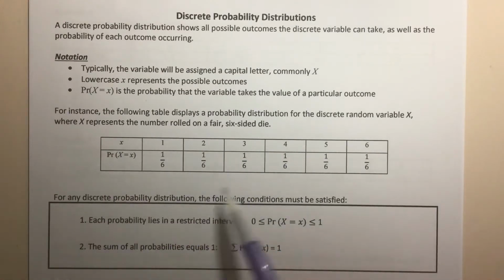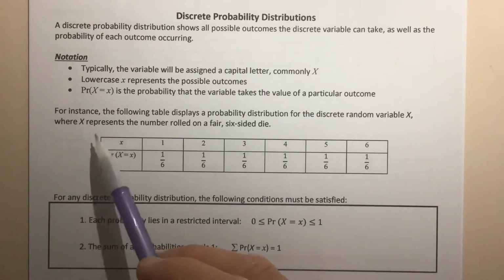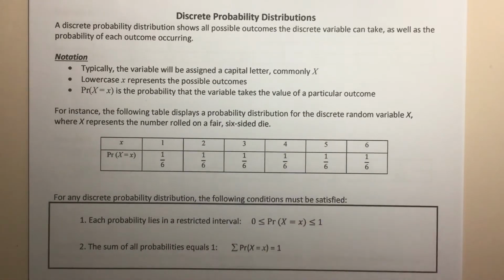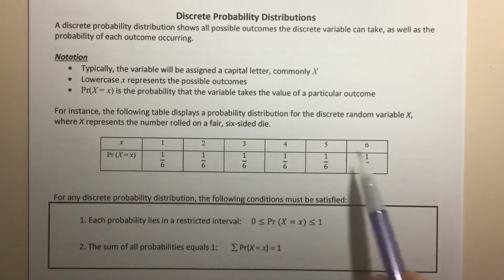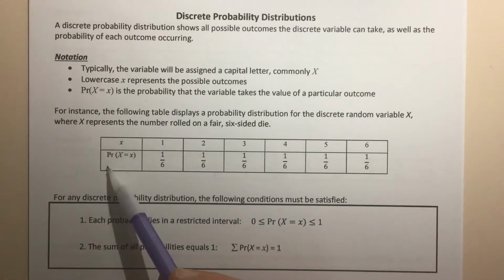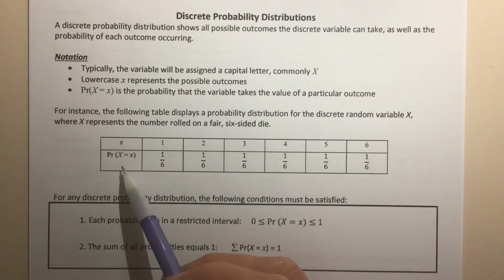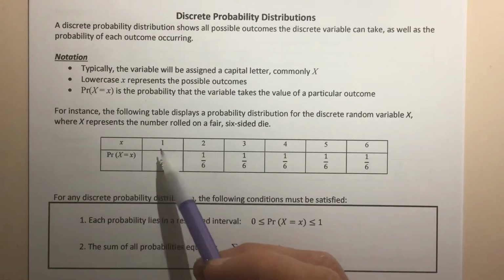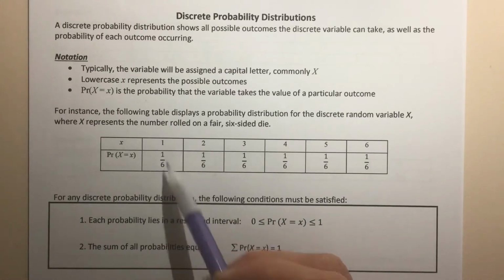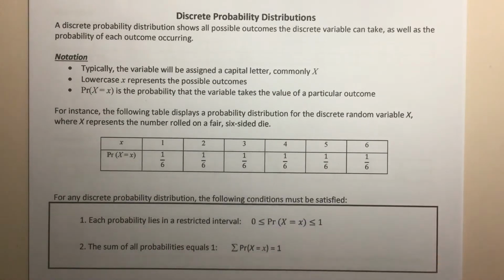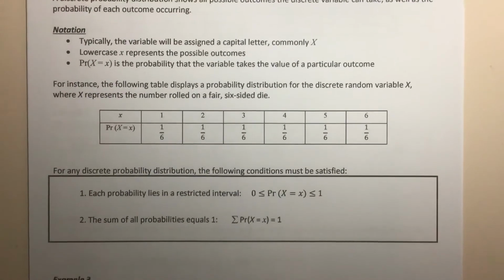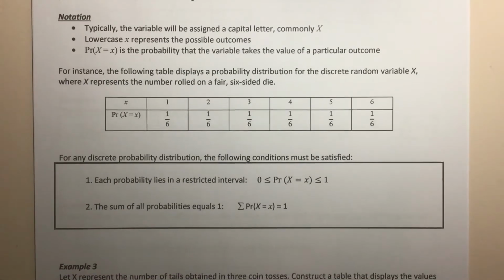So this might be easier to explain when we look at this table, which shows a probability distribution for the discrete random variable X, where X represents the number rolled on a fair 6-sided die. So we know that the possible values of x, which is this lowercase x here, are 1, 2, 3, 4, 5, and 6. This row here that says probability that X equals x is showing us the probability that the variable takes each of these individual values. So in other words, the probability that we get a 1 is 1/6. The probability that we roll a 2 is 1/6. The probability that we roll a 3 is 1/6, and so on. So that's how you can break down this table, and it's a nice simple example because rolling a fair 6-sided die is one that we've thought about lots of times.